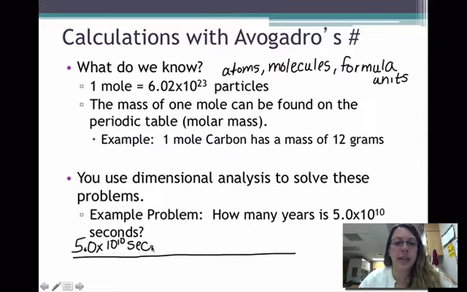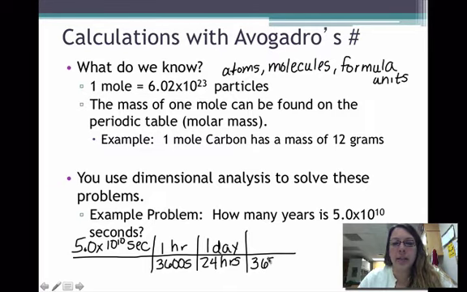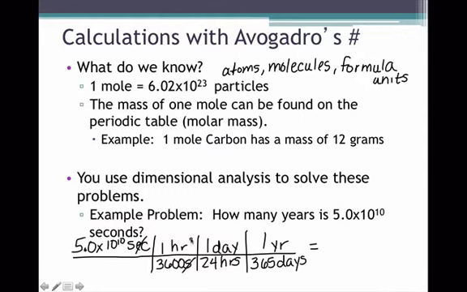So I set up my table like this, and I know that there's 3,600 seconds in 1 hour, 24 hours in 1 day, and then there's 365 days in 1 year. And I set it up like that so that my seconds cancel, my hours cancel, and my days cancel. I'm left in years, which is what they ask me. And when I calculate the answer, I get 1,585 years. So we're going to be using this table setup to solve these problems.